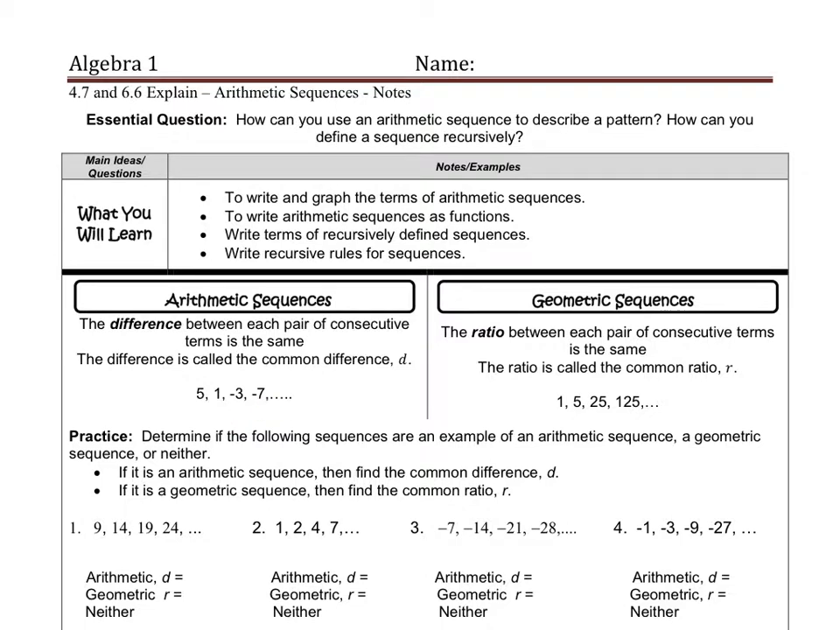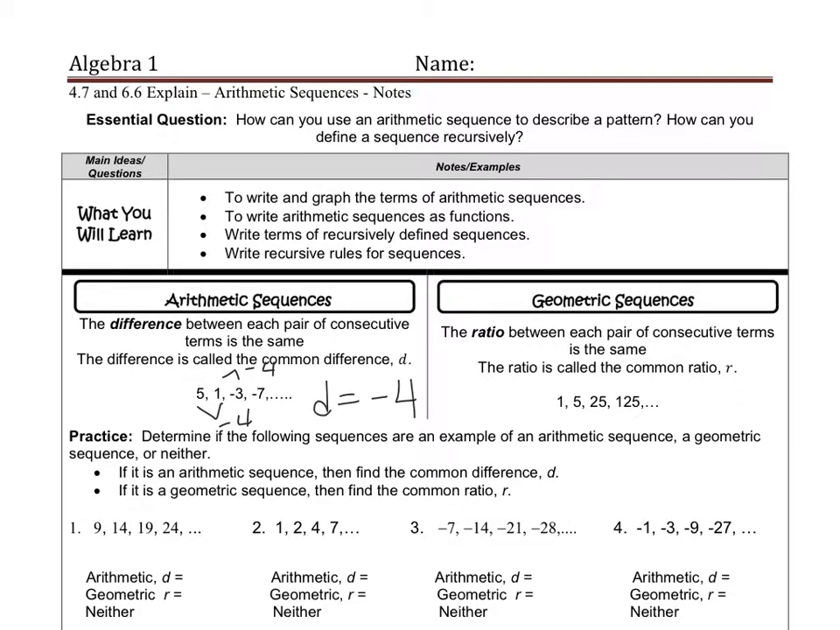I always start out looking to see if it's arithmetic. To get from 5 to 1, I'm subtracting 4. If I go from 1 and subtract 4, do I get -3? Yes. If I go from -3 and subtract 4, I get -7. So this is showing a common difference of -4, and it's the same common difference every time. So our common difference is -4.